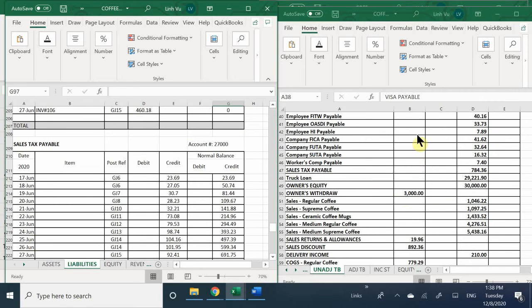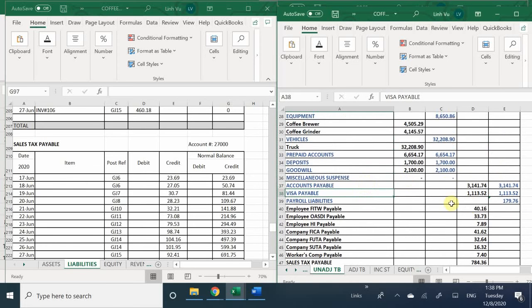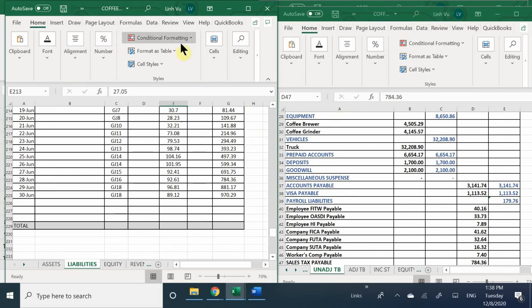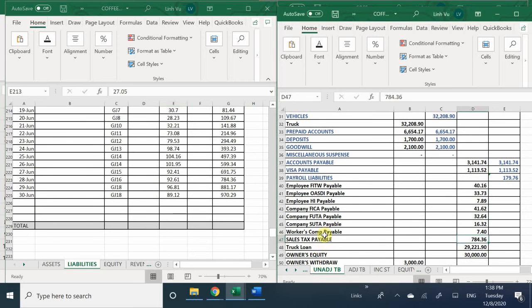What is sales tax payable going to be now? $970.29. Okay, so my sales tax payable is 970.29. Which we know is on this side as well. 970.29. We're going to highlight this blue.